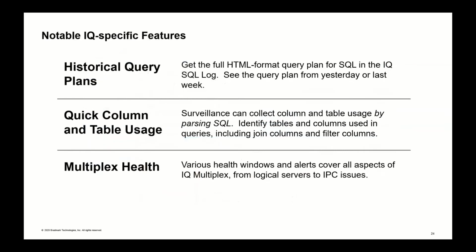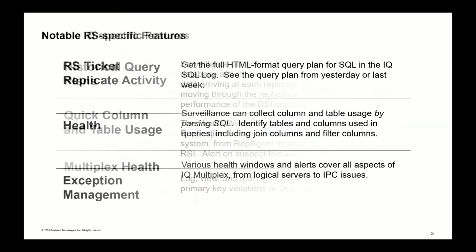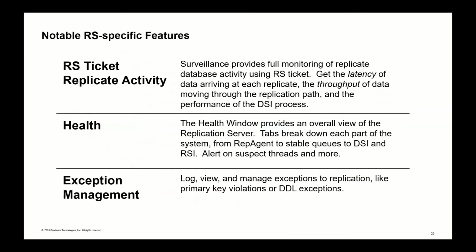On the IQ side, we have full HTML query plans. So if you're used to getting the HTML format query plans in IQ, we have that available historically as well. We can get column and table usage now from SQL by actually parsing it rather than going to the IQ message file. And of course, we still have our multiplex health window for those environments. On the replication server side, we have, of course, our replicate activity window that has a great view of latency and throughput for each replication path. We also have health and exception management.